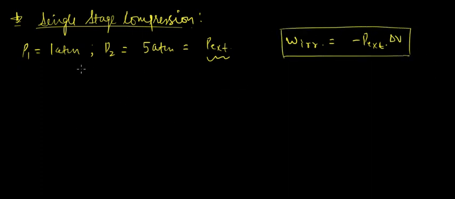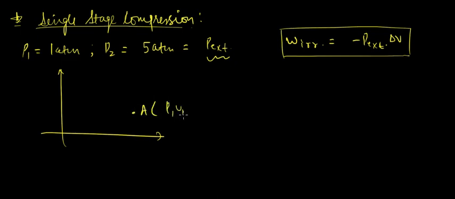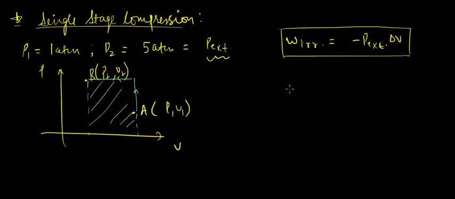Okay. So from the graph we can write that this is the initial state, which is A equals to P1 V1, and B is P2 V2. So this is a graph between P and V. It would be something like this, first going up and then going left. So the area under the curve would be the work done.